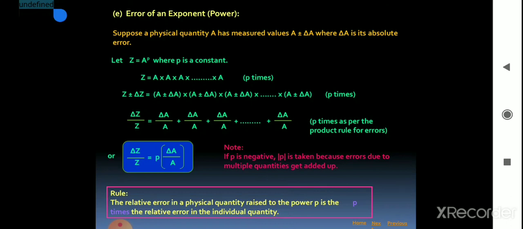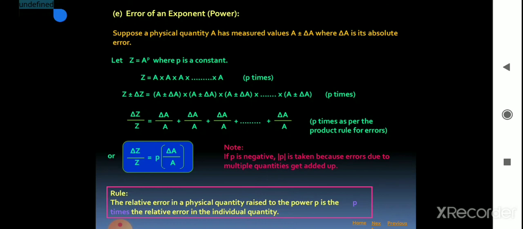Also we studied about the combination of errors. The first combination, error of a sum or difference. We have a rule: when two quantities are added or subtracted, the absolute error in the final result is the sum of the absolute errors in the individual quantities. Then the second, error of a product or a quotient. We have a rule: when two quantities are multiplied or divided, the relative error in the result is the sum of the relative errors in the multipliers.